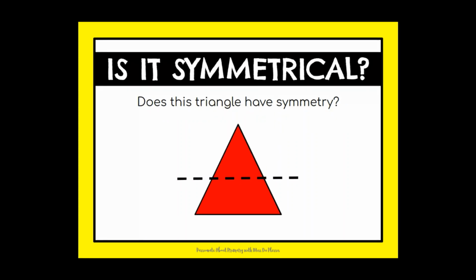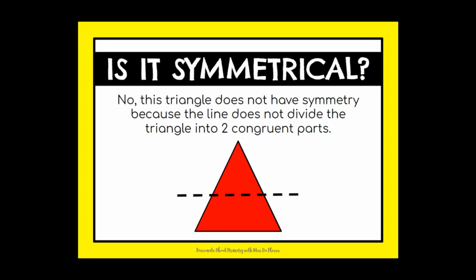Does this triangle have symmetry? No, this triangle does not have symmetry because the line does not divide the triangle into two congruent parts. The part at the top of the line is not exactly the same as the part below the line.